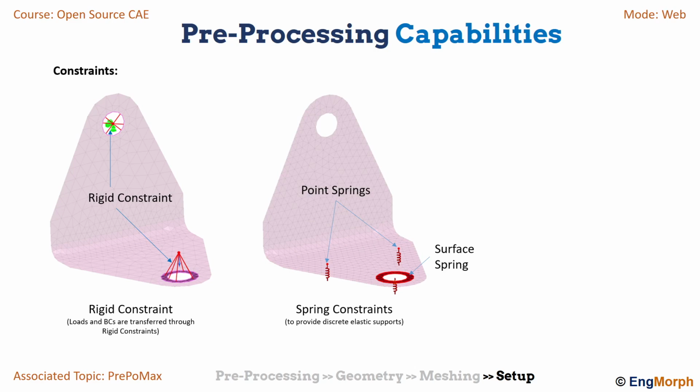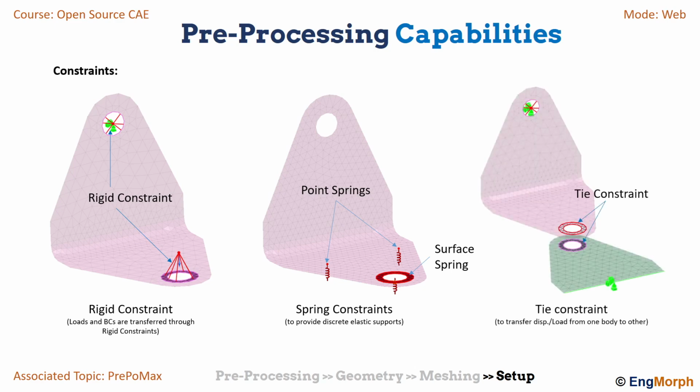In the second example, two point springs are generated at nodes and a surface spring is created with reference to the washer surface. These springs with finite stiffness provide supports to the bracket. In the third example, the tie constraint is created between master and slave regions of the brackets. Both load and deformations of the top bracket are transferred to the bottom one through the tie constraint.